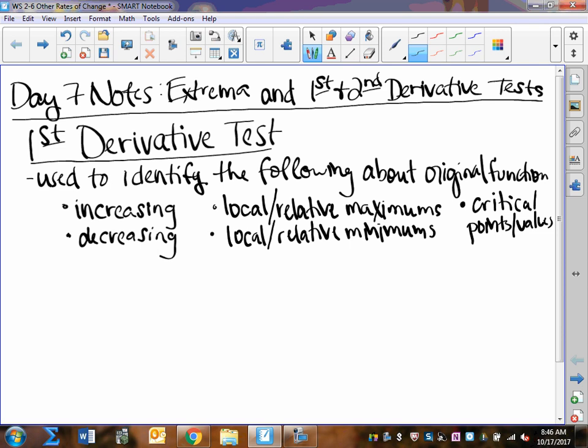Again, by using our first derivative test and that number line, we can find out a lot of information about my original function. Sometimes we get functions where we can't visualize what the graph looks like, and this can help us identify information about it. So let's talk about a few things. What is a local or relative maximum? What does that mean?